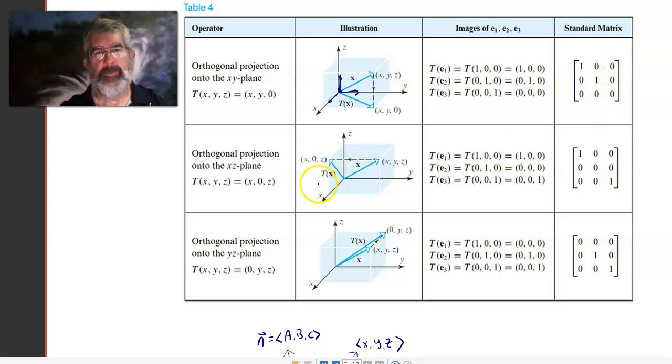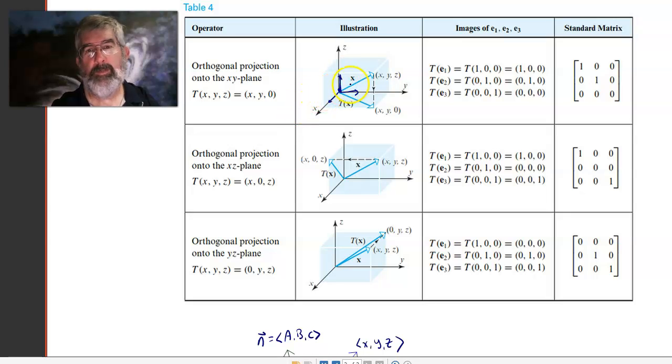Okay. Likewise, orthogonal projection onto the xz plane. It's the y coordinate that's going to 0, and so I've got a 0 here and 1s there. Likewise, projecting down onto the yz plane, it's the x that's going to 0. So there's a 0 there and 1s on that diagonal. Okay. So those are projections onto a plane.